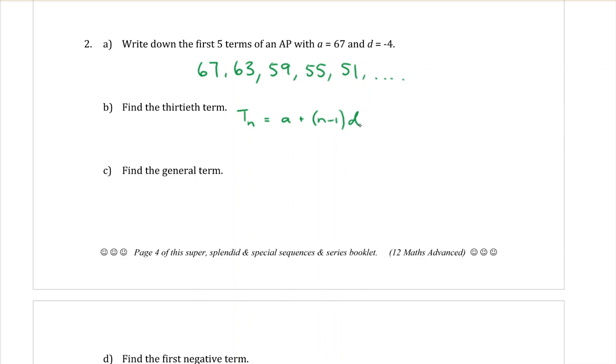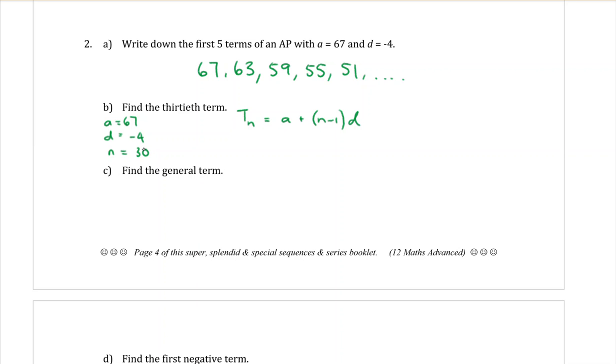Now, you don't have to do this, but some of you may find it beneficial. I'm going to write down what each of those letters are. A is going to be the 67, the first term in the sequence. The D is the difference. It's going down by 4, so minus 4 for D. And the other letter that I have is N, and it tells me I want the 30th term, so that means my N is going to be 30.